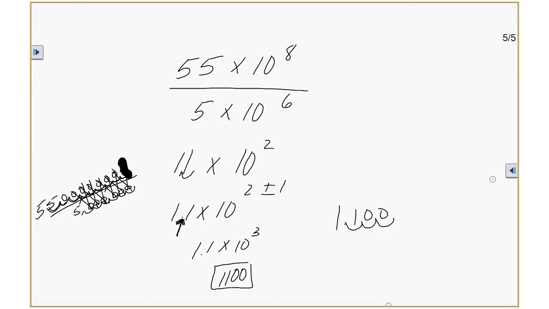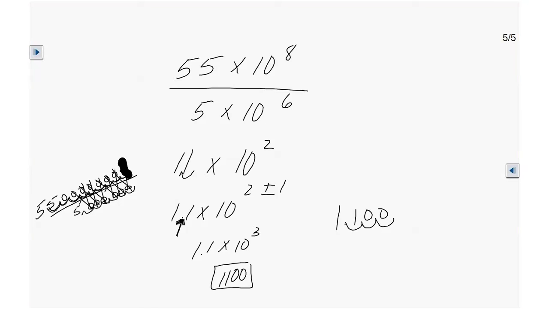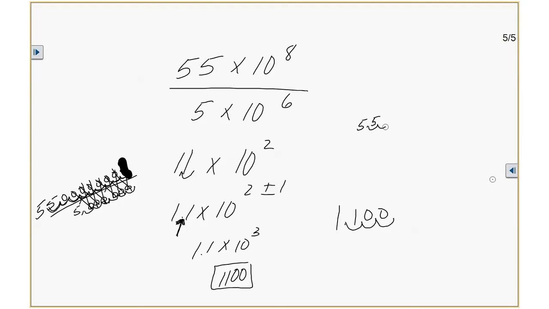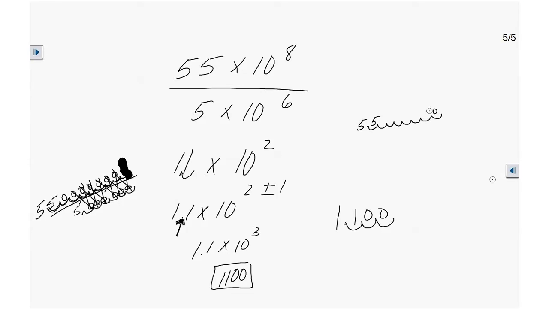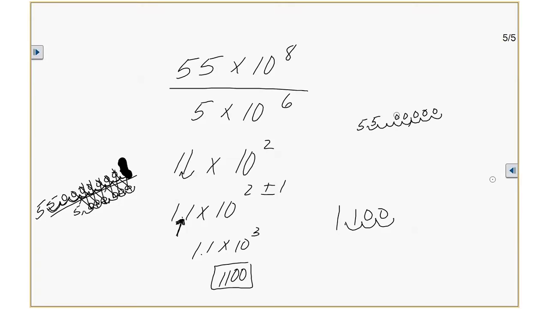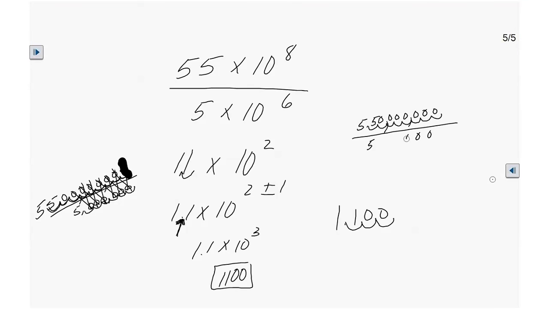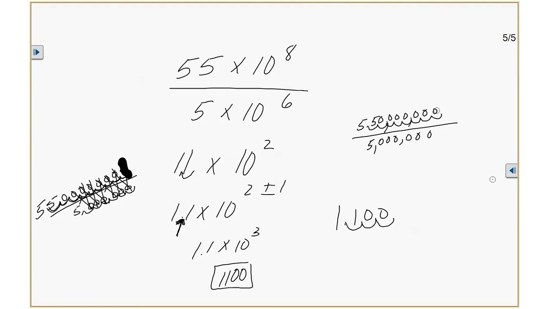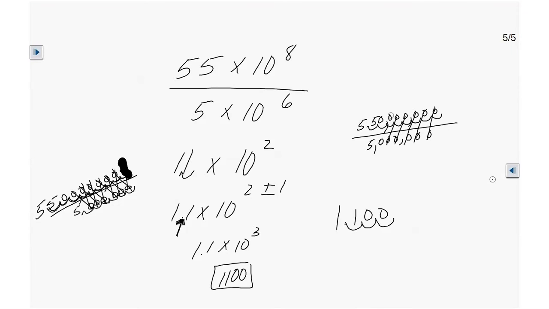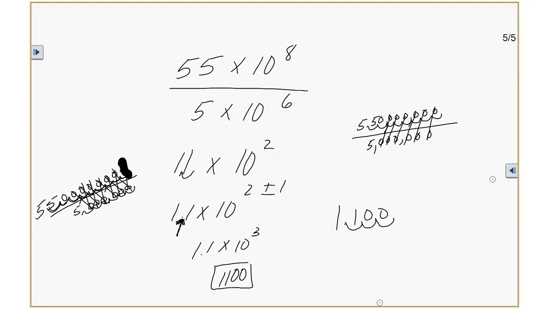I've got an error somewhere. Well, I didn't do my zeros right. 5.5. 1, 2, 3, 4, 5, 6, 7, 8. That's it. Okay, I think I got too many zeros. I think I did wrong over there. 5. 1, 2, 3, 4, 5, 6. Now, kids. 1, 2, 3, 4, 5, 6. Yeah, that would be right. It should be 1100. Okay.